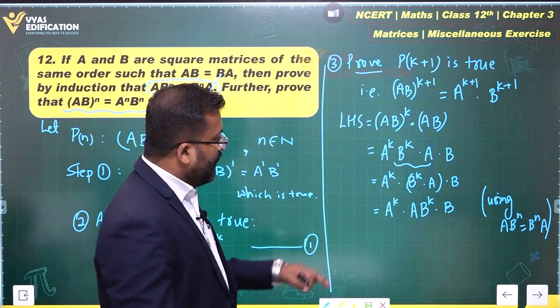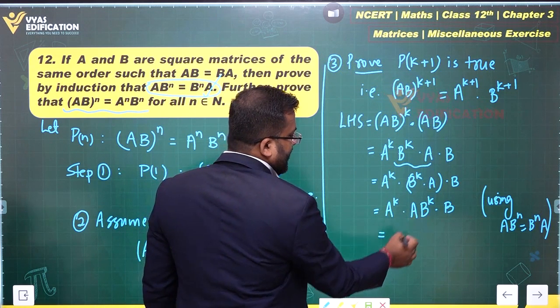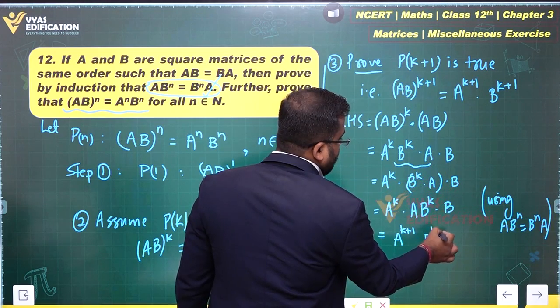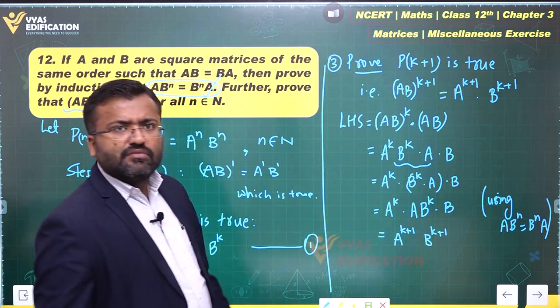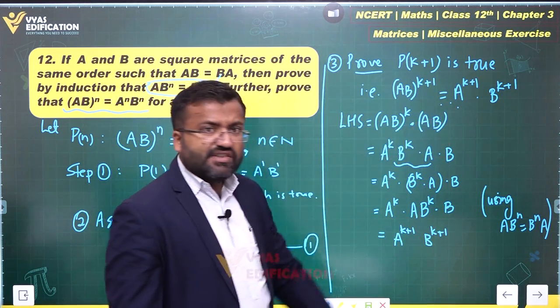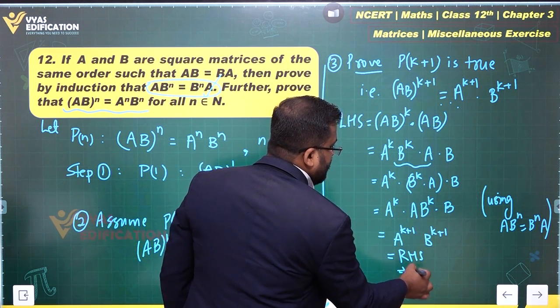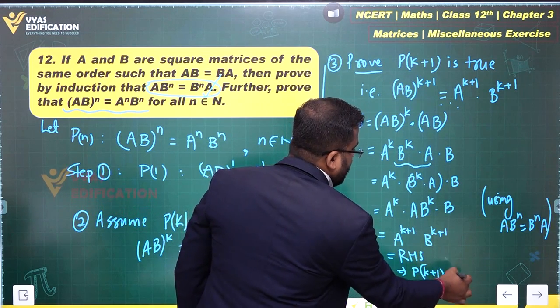What next? A power k times A becomes A power k plus 1. B power k times B becomes B power k plus 1. This is nothing but the RHS of this, right? And since this is equal to RHS, which implies P(k+1) is true.